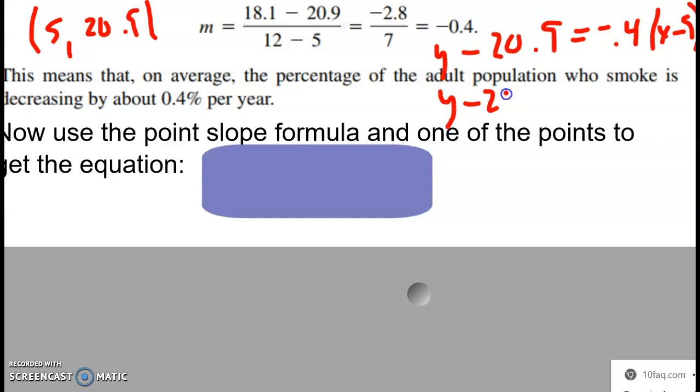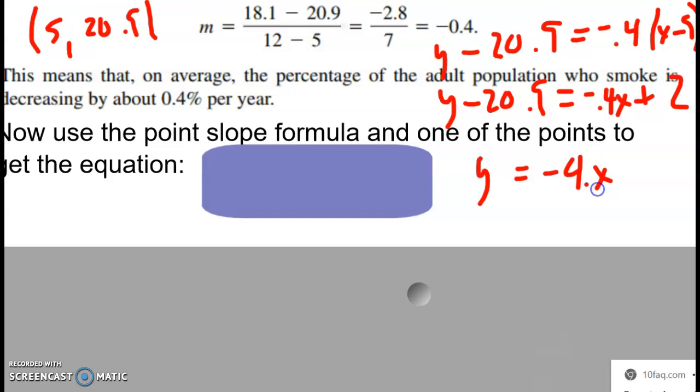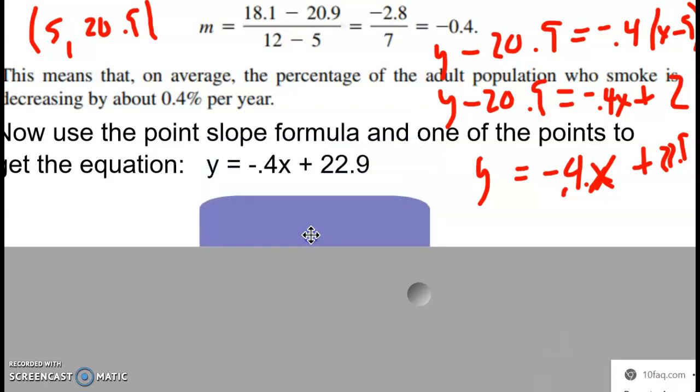Okay, so y minus 20.9 equals negative 0.4x plus 2. If you take negative 0.4 times negative 5, you would get a positive 2. So then if I add 20.9, I get negative 0.4x plus 22.9, which I think is what we got here. Negative 0.4x plus 22.9. I just wanted you to kind of see where that came from.